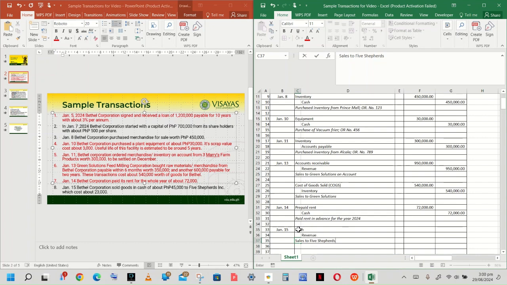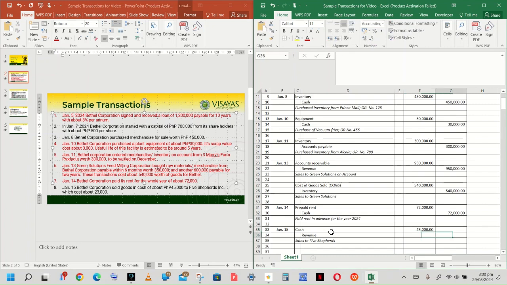Usually, ang nangyayari dyan, kapag malalaking company na, sa isang araw, yung transaction ng sales, isa na lang. Total, yung lahat ng transaction ng sales, lalagay mo dyan sa cash. Revenue, lalagay mo dyan for the whole day. But since, for the sake of studying this lesson, isa-isahin natin, no? So, nagkaroon tayo ng sales worth 45,000.